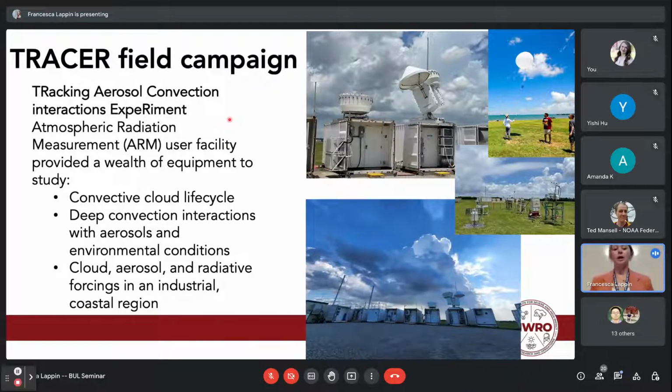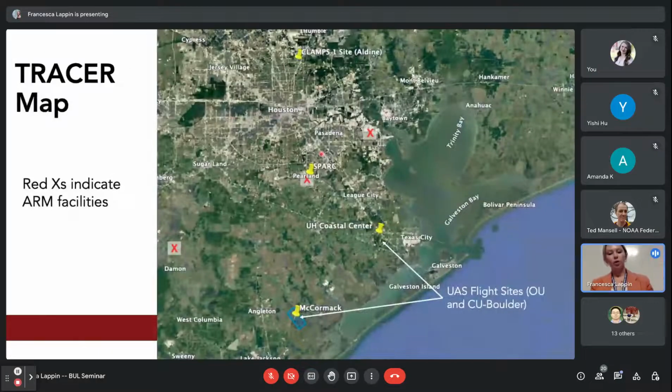profiling equipment, and different measurement tools to measure aerosol concentration and distribution, to really understand how aerosols are impacting the convective life cycle. How are they affecting deep convection, radiative forcing, all in an area that has frequent sea breezes. So all of these are coming together across this map that we'll look at.